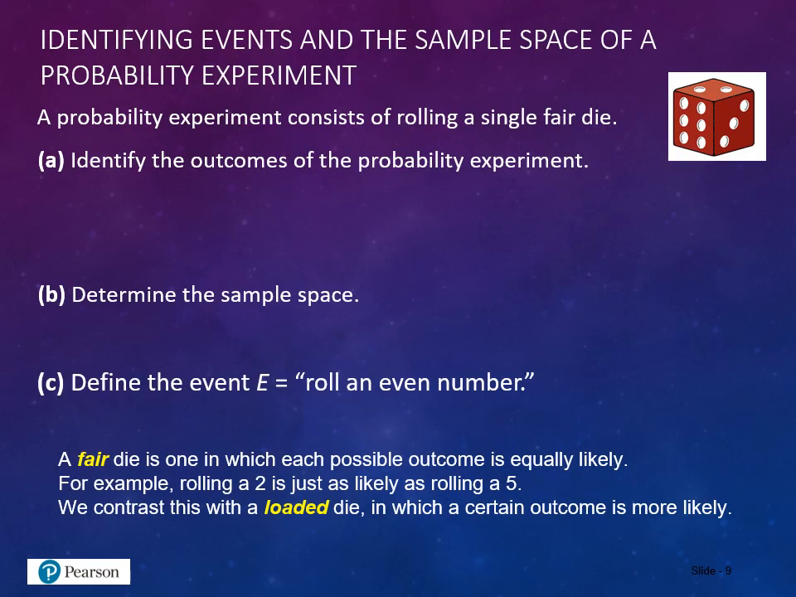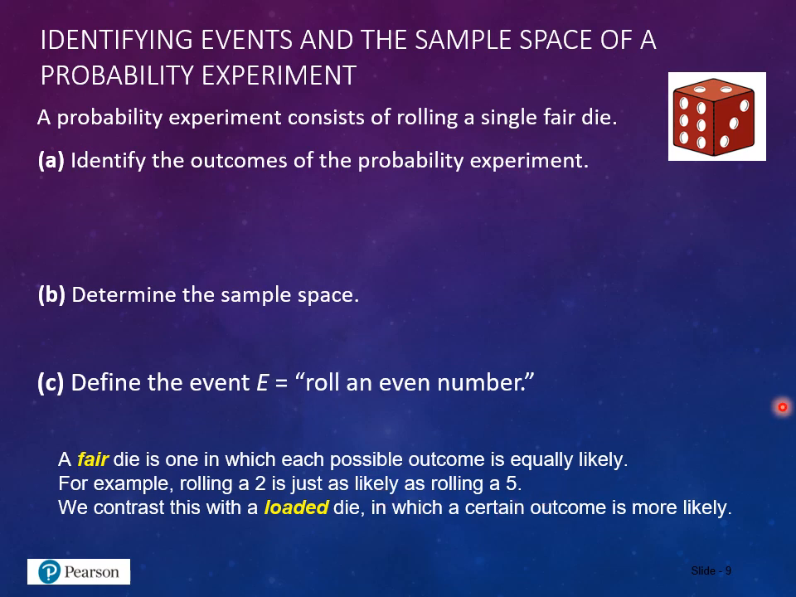So let's look at a little example here. A probability experiment consists of rolling a single fair die. If you look at the bottom here, a fair die is one in which each possible outcome is equally likely. For example, rolling a 2 is just as likely as rolling a 5.